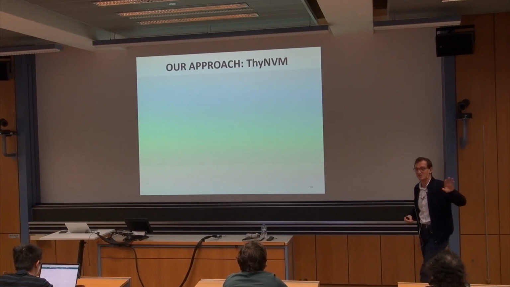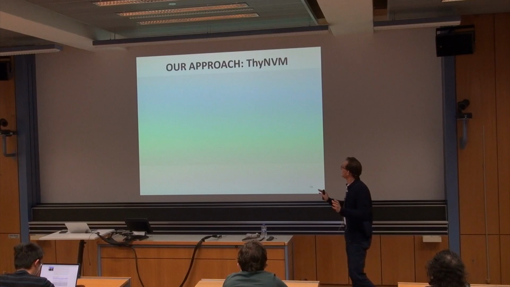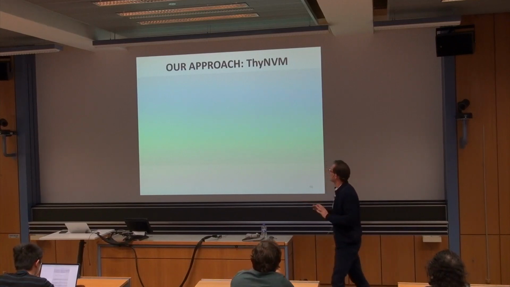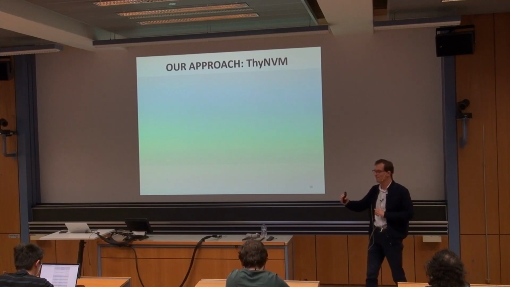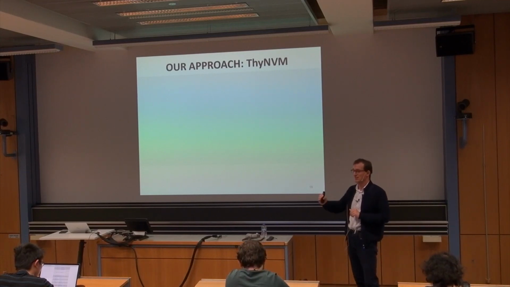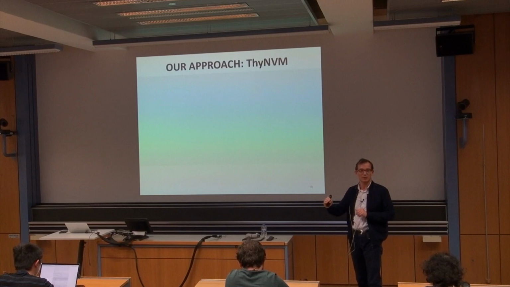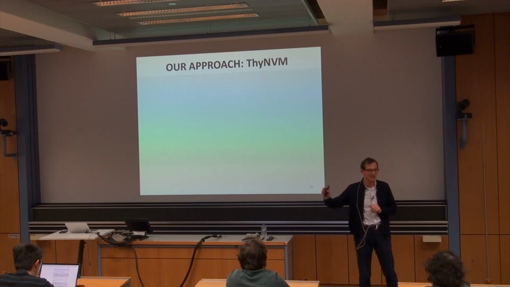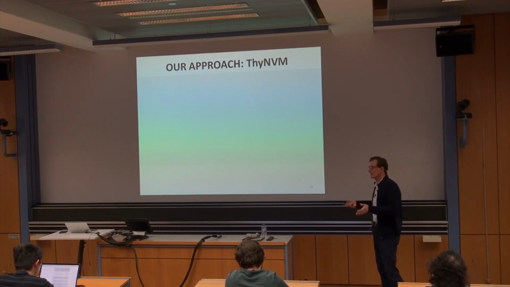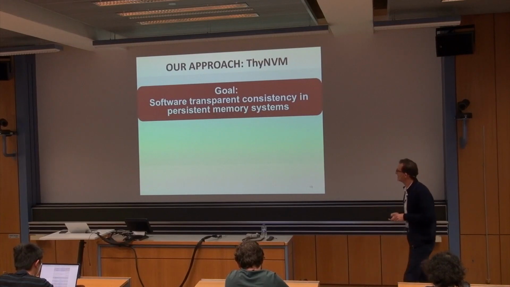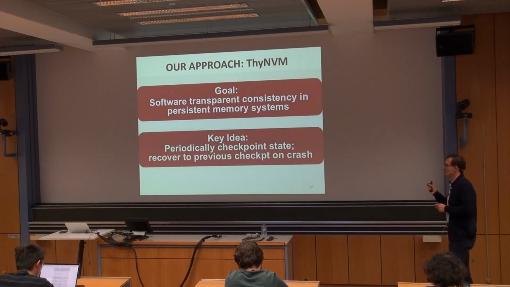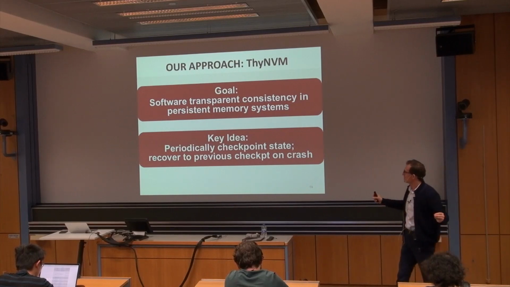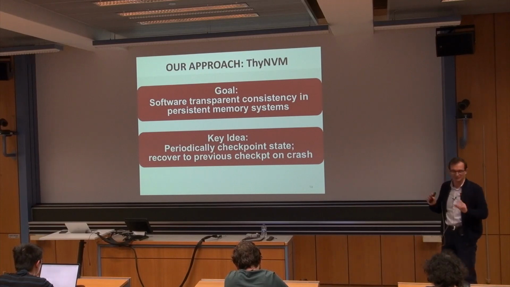Let's try to design a system where the system handles everything, hardware, software, cooperative, such that whenever you crash in the middle of a program, you can go back to that point and restart the program and still get correct result. And so clearly we're going to employ some checkpointing. So it's software transparent consistency in persistent memory systems. So key idea is very simple. You periodically checkpoint state and you recover to a previous checkpoint on crash.